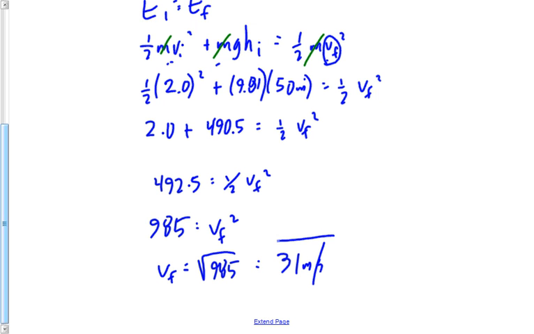Where'd that speed come from? It came from potential energy. We didn't produce any energy. We didn't destroy any energy. We just converted a whole lot of potential energy into a whole lot of kinetic energy. So it went from a speed of 2 meters per second to a speed of 31 meters per second. 31 meters per second, by the way, is somewhere in the range of 110 kilometers per hour.